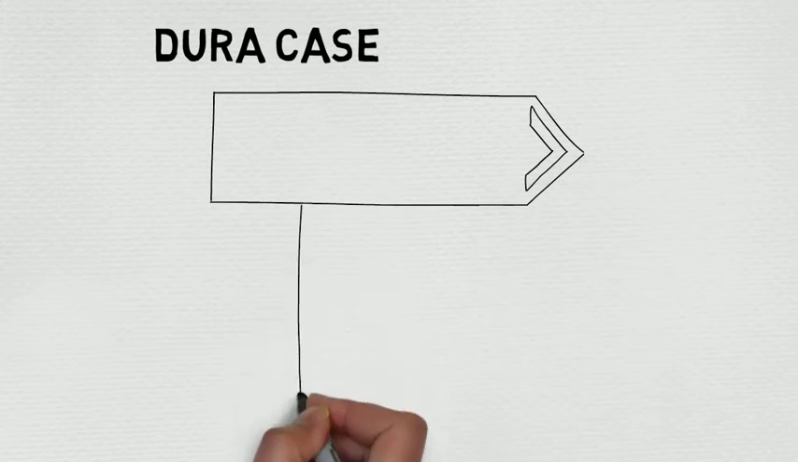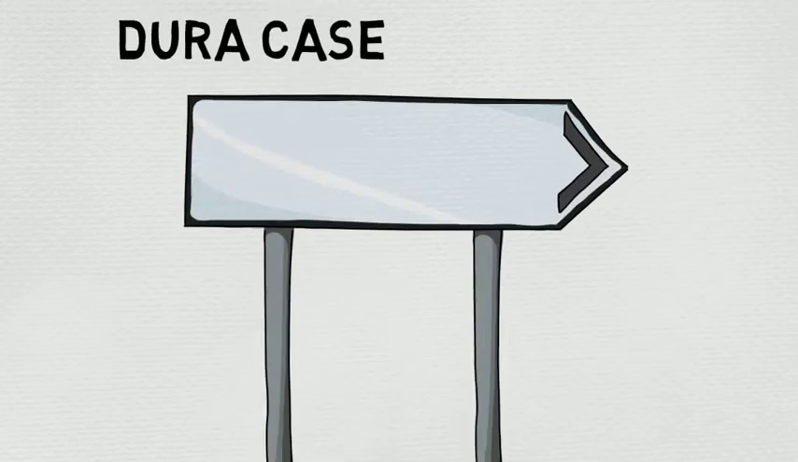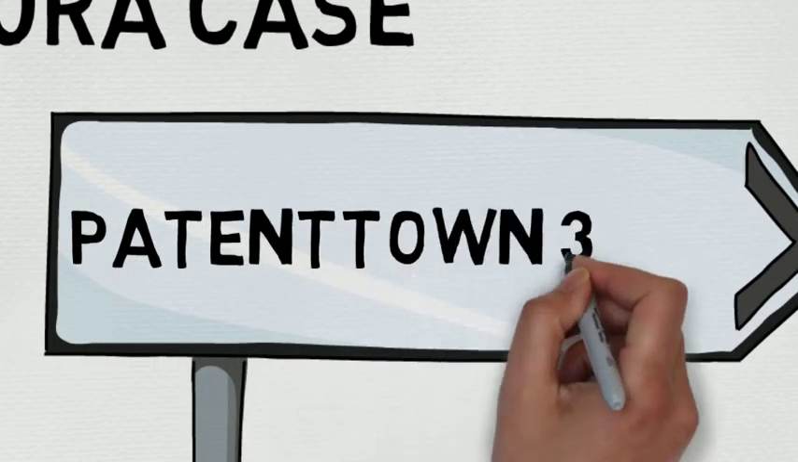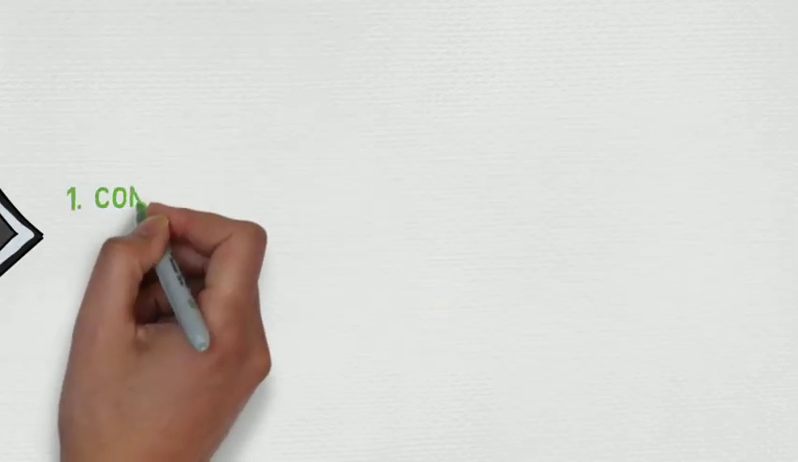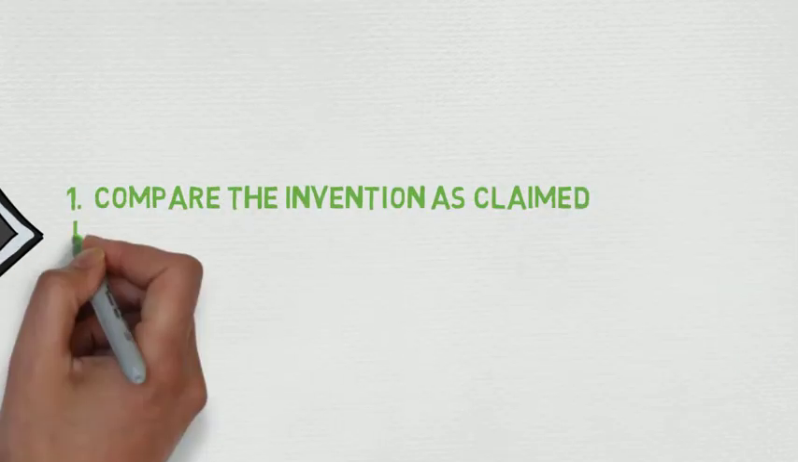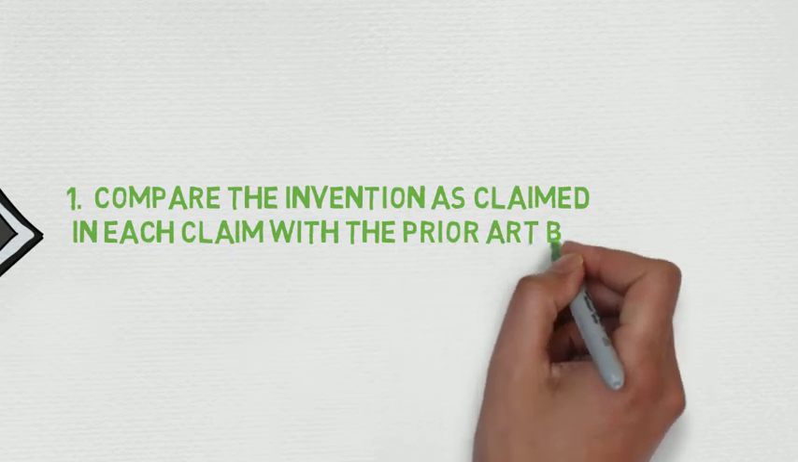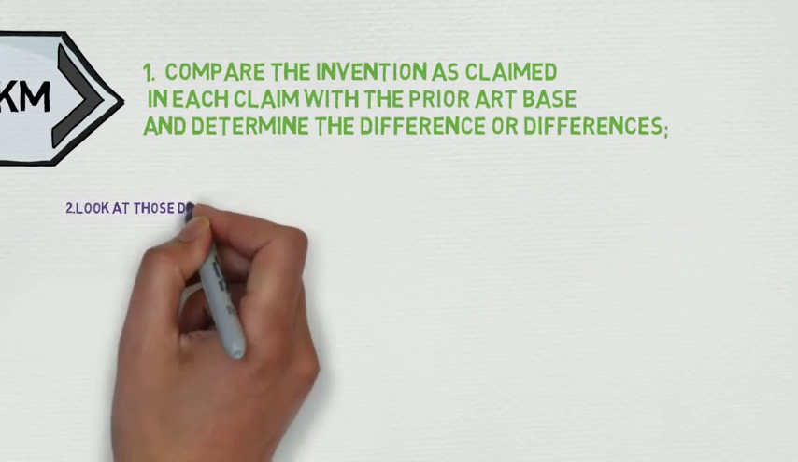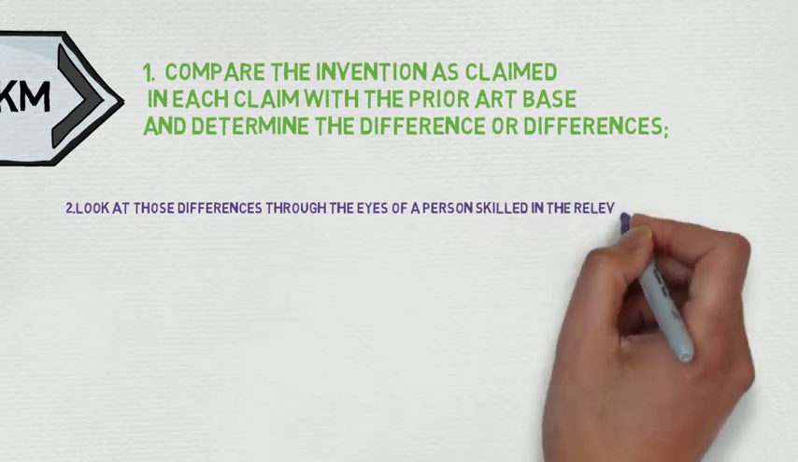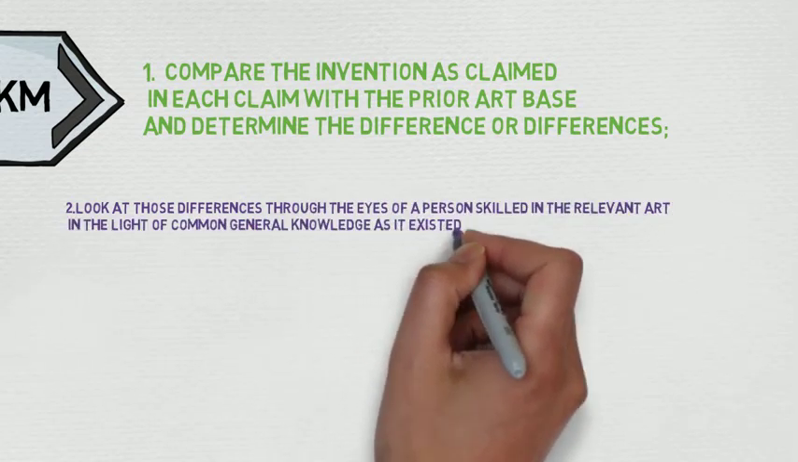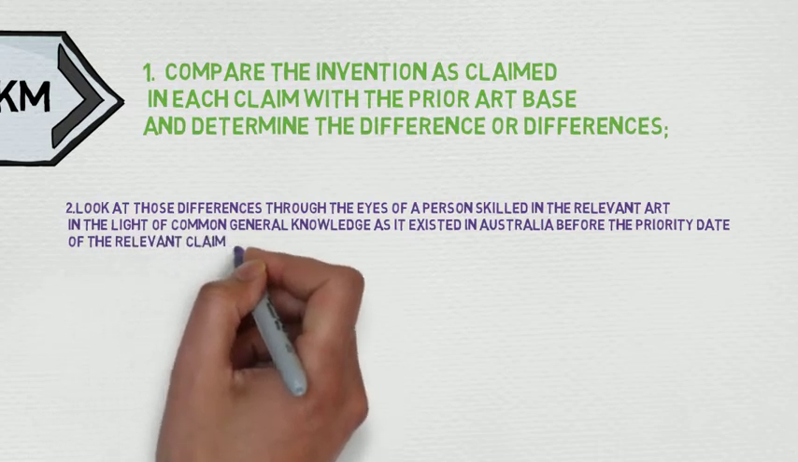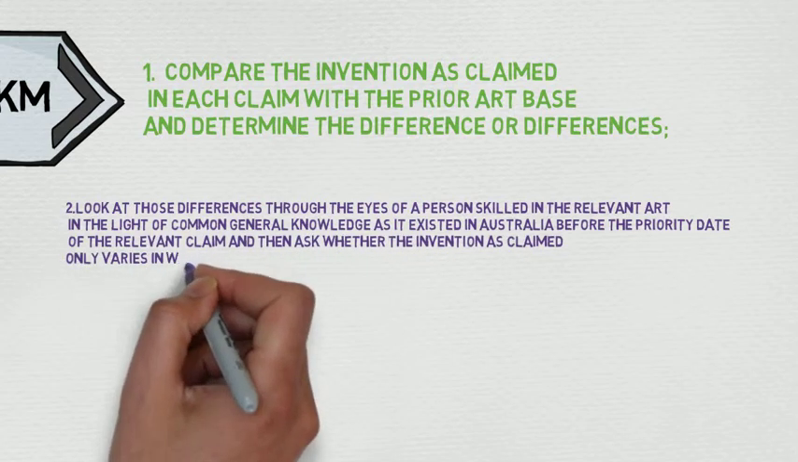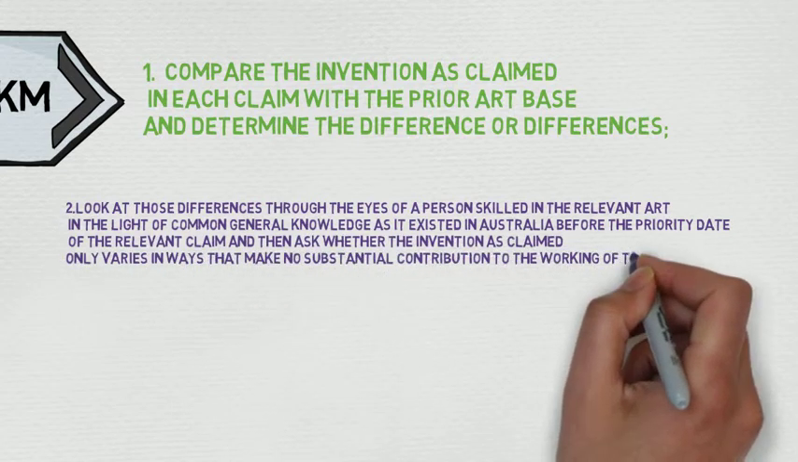In Jura's case, concerning patents for design of roadside posts for supporting signage, the court developed a 2-step process to determine whether the innovative step has been satisfied. To compare the invention as claimed in each claim with a prior art base and determine the differences, and to then look at those differences through the eyes of a person skilled in the relevant art in light of common general knowledge before the priority date, and ask whether the invention as claimed only varies in ways that make no substantial contribution to the working of the invention.